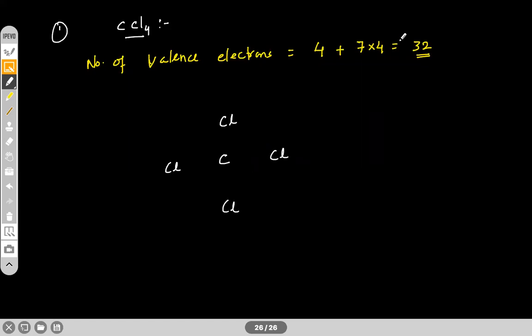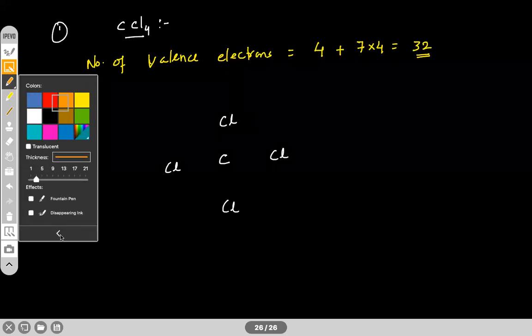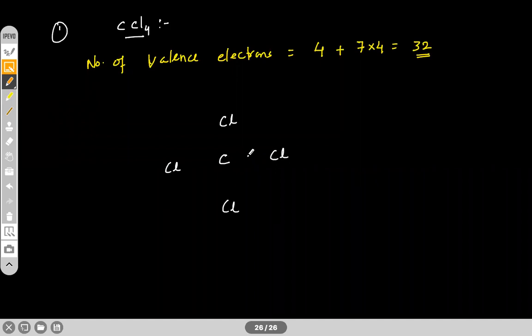Next, we need to distribute these 32 electrons among these atoms, carbon and chlorine. How will we distribute that? We start from one pair of electrons, which we insert between the central atom and the outer atom, like this. Out of 32, 8 electrons we have used. Remaining is 24 electrons. Those 24 electrons we start placing on the outer atoms in order to complete their octet.